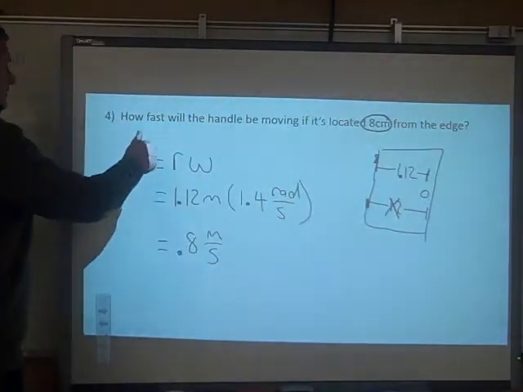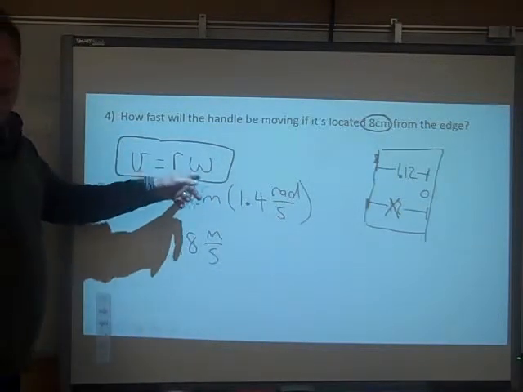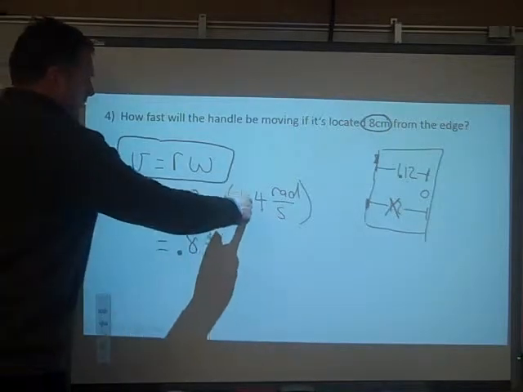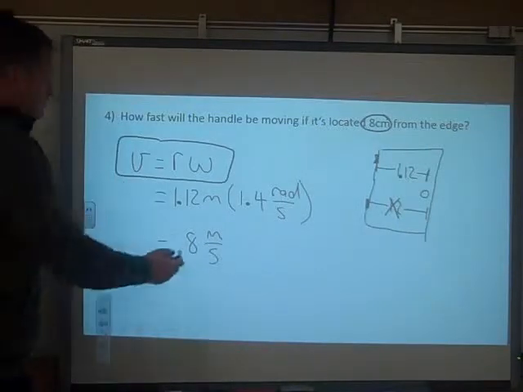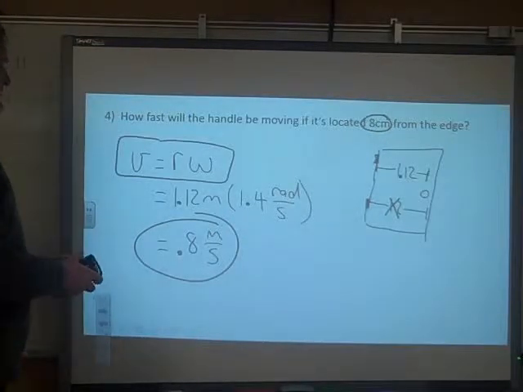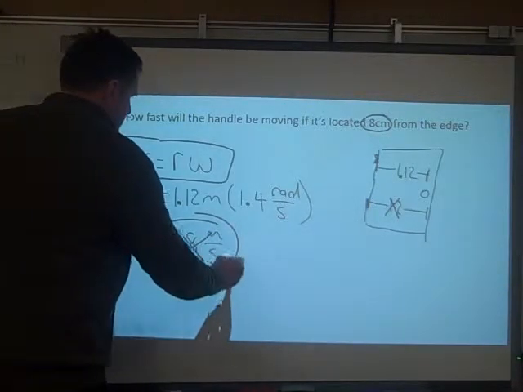So velocity, this is from your book. Velocity is equal to radius times the angular velocity. We saw the angular velocity in the last problem, problem number 3. We put it here. The new radius that we're looking at, where the doorknob is 1.12. And we land up with 0.8 meters per second. Oh, that seems a little off. Should be a higher number than that, huh? Try again. 1.12 times 1.4 equals 1.56.